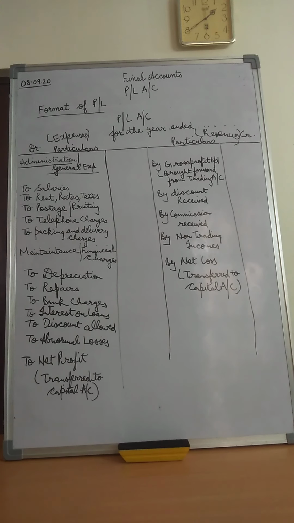The other head which is included in the P&L account on the expenses side is the maintenance and the financial charges, which include the depreciation. That is, the depreciation on the fixed assets is part of the P&L account. All the repairs of the fixed assets are also part of the P&L account. The bank charges, if there are any, would also be part of the P&L account. Then we have the interest on loan, which is also part of the P&L account.